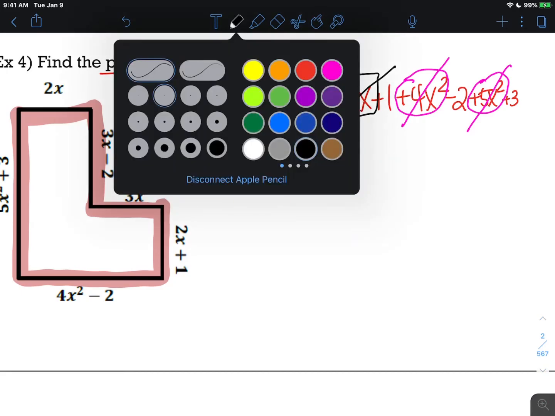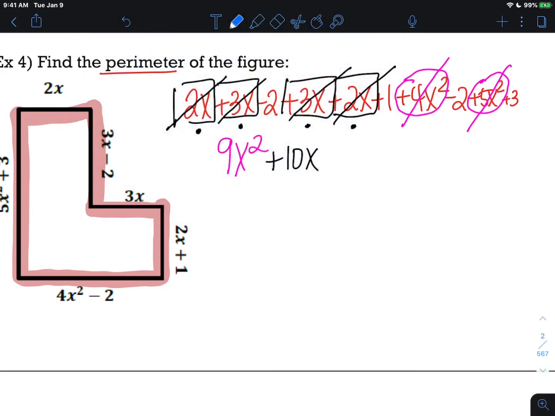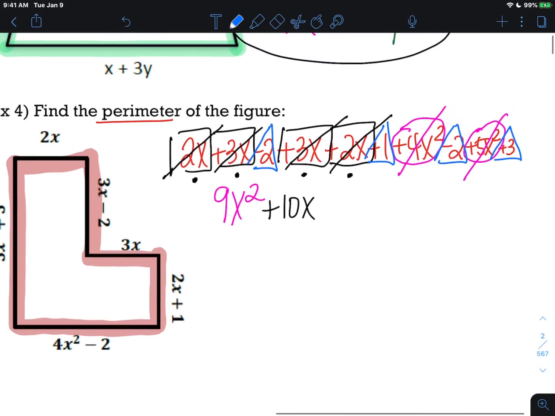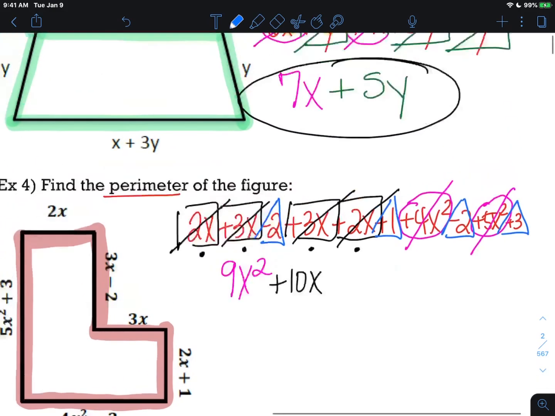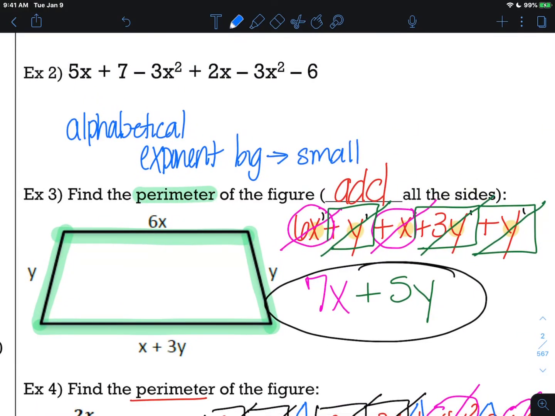Okay, so we made some progress here, but look at that. There's still some stuff that I haven't crossed off yet. Here, here, here, and here. What are those? Well, they don't have a variable attached to them. Those are constants. So the other thing that we have to know about standard form is not only is it alphabetical, and then I do my exponents from big to small under each letter, but my constant is always last. Always last.